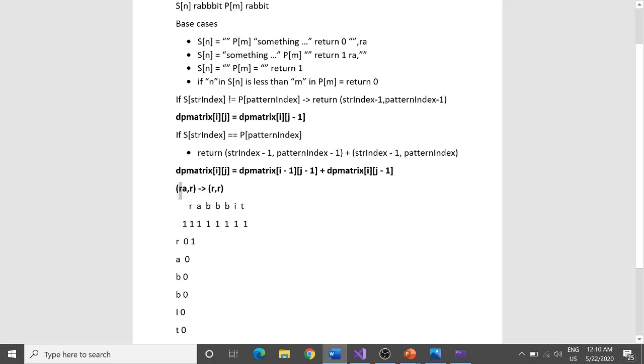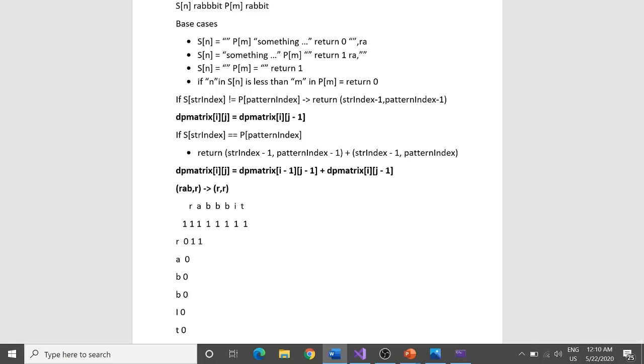So what is my remaining string? That's R. So where can I find this subproblem? R comma R. R in my string and R in my pattern. I can find it over here. So the answer to this would be 1. The same way, what would be the answer to this thing? It would be again 1.